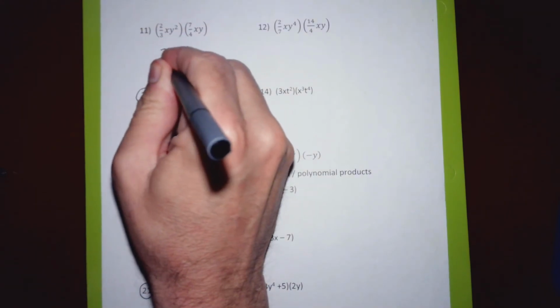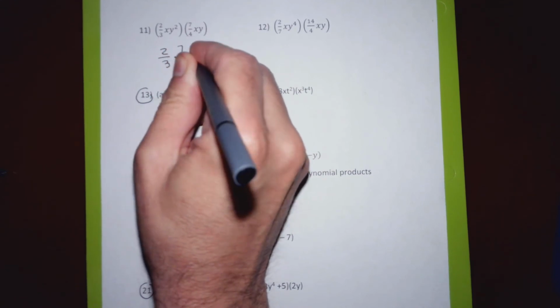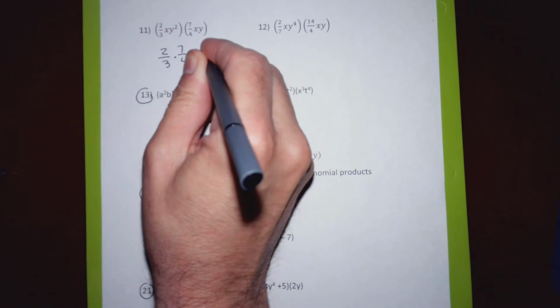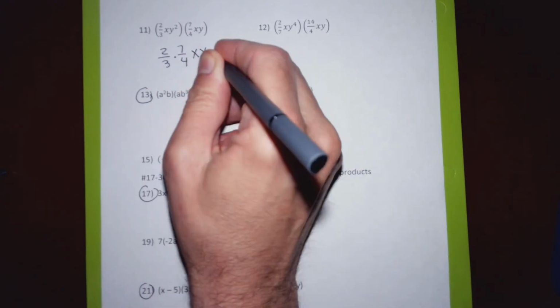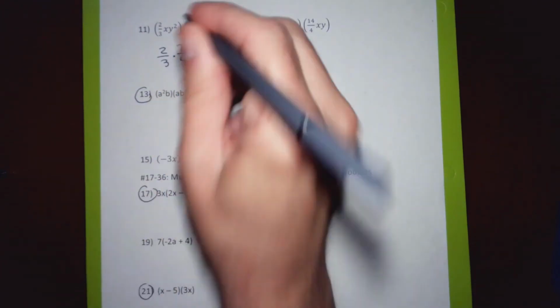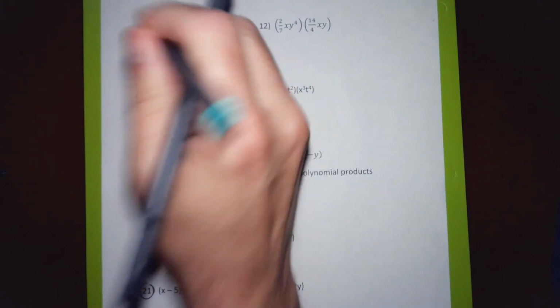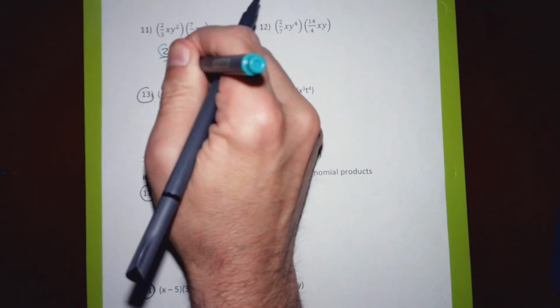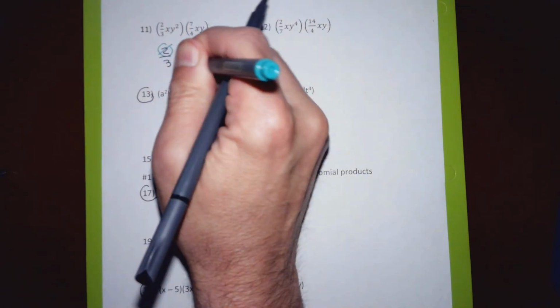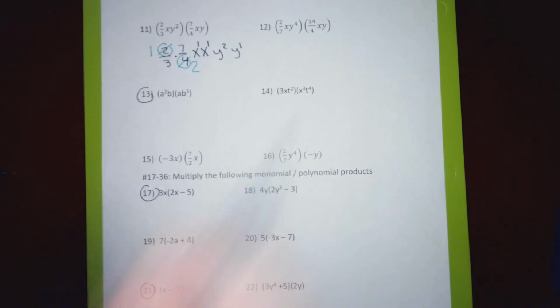But for 11, I should multiply 2/3 x y squared times 7/4 x y. I should multiply the x in the left parentheses by the x in the right parentheses, and the y squared in the left parentheses by the y in the right parentheses. I'm going to give each of the x's the implied exponent of 1, and the second y its implied exponent. To do the fraction multiplication, I'm going to cancel the 2 in the left numerator with the 4 in the right denominator. 2 divided by 2 is 1. 4 divided by 2 is 2.